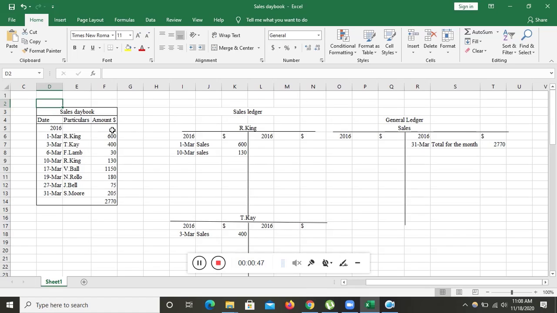First thing. Second thing, why do we make a sales invoice? The reason is that for R King, maybe there are several items R King is purchasing, so we need a final total, that is 600 as given in the question. So if a final total is available in the question, there is no need to make a sales invoice.